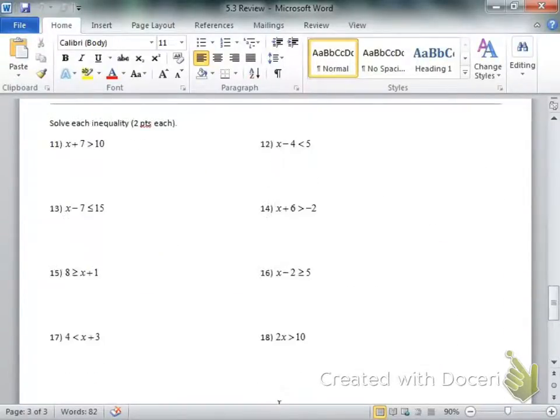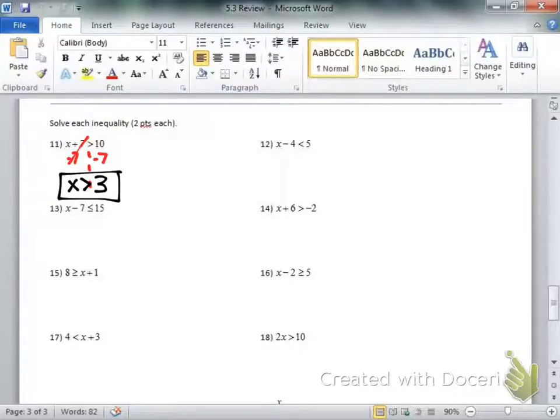Back here, you are just solving. You don't have to graph. So remember, we're using inverse operations to get the x by itself. So here I'm going to subtract 7 from both sides. That leaves me with x is greater than 3. Don't have to graph. You're done.